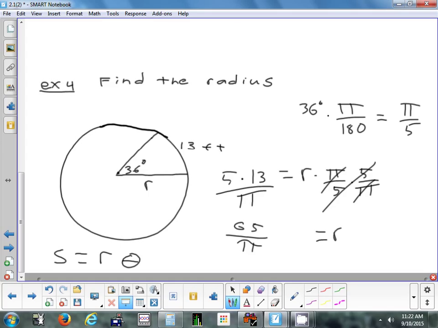Okay, what kind of label do I need on that? Feet. Radius is a length. Our lengths in this problem were feet.